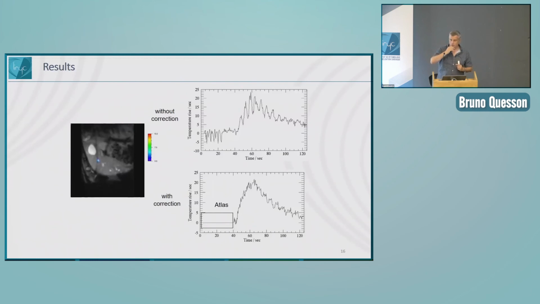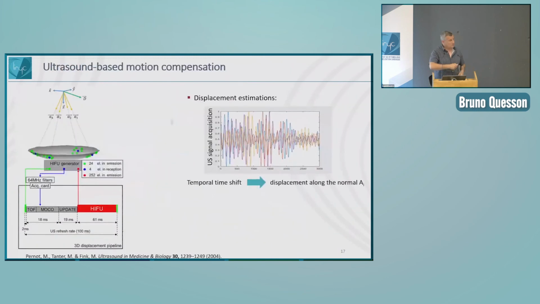Of course, this is nice, but what's happening physically is that your liver is moving. You freeze the motion from MR temperature, but you still have a fixed focal point. You're always sonicating the same position, but physically your liver is still moving. So you're not concentrating the energy at the same position.